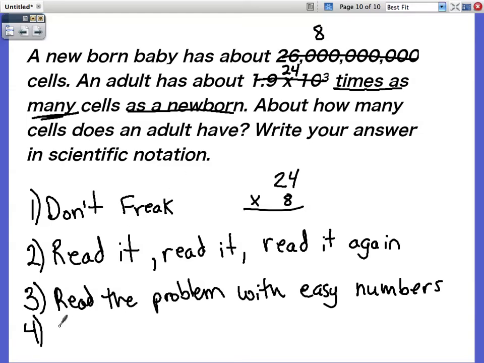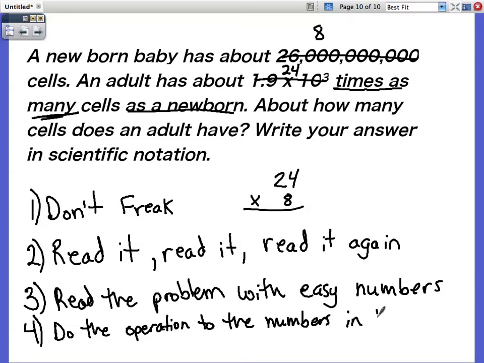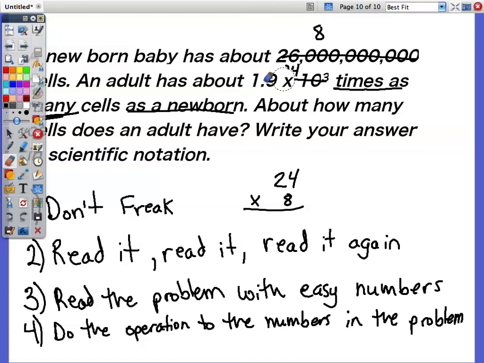Well, from that point, do the operation to the numbers in the problem. In other words, after you use the easier numbers to figure out what to do, get rid of them. Take your eraser and erase them. Now, whatever you would have done to those easier numbers, do to the harder numbers.